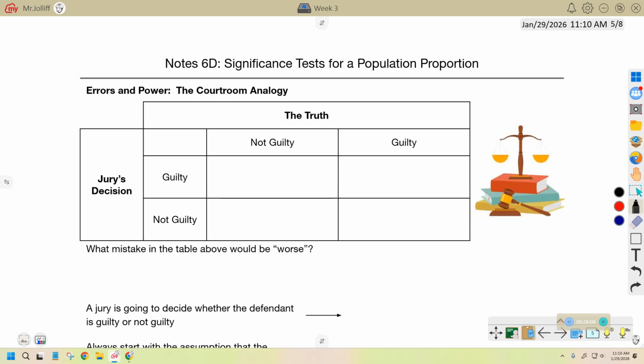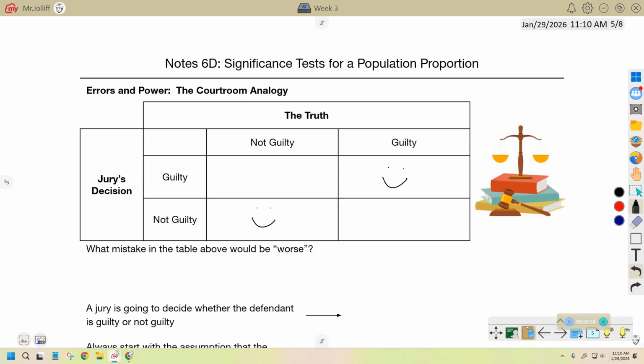Where am I happy? Guilty, guilty, and not guilty, not guilty. Good. These are correct decisions. As a juror, I have a clear conscience. I am a happy human being. I have made the correct decision. My decision matches up with the reality of the situation. The question is, what happens when reality and my decision as a juror don't agree?